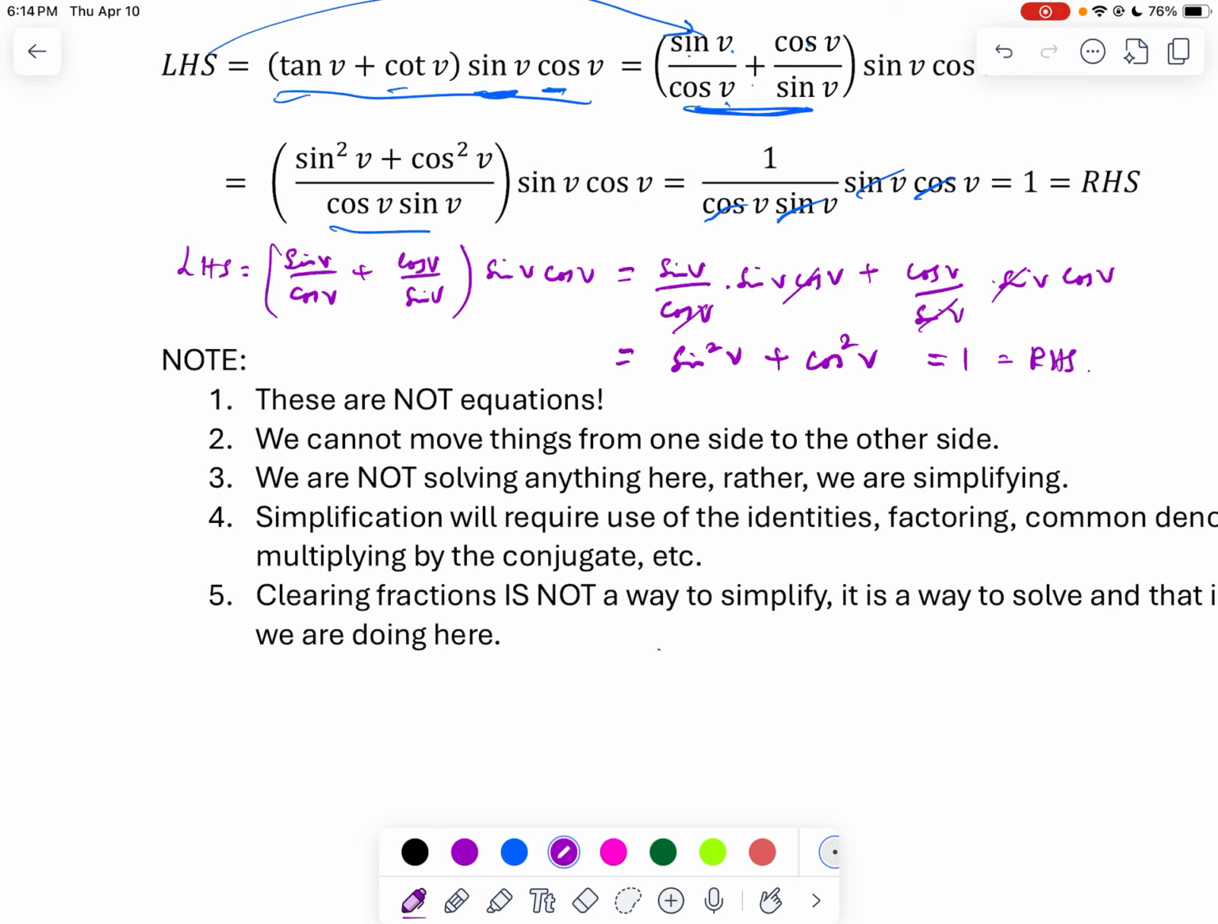So remember, if we are solving an equation, for example, if you have x plus 1 over x minus 2 plus 3 over x equals 1, how do we solve this equation? We try to clear the denominator. We try to multiply both sides by the common denominator so that we can get rid of the denominator. Here we are not doing that in solving the identity.